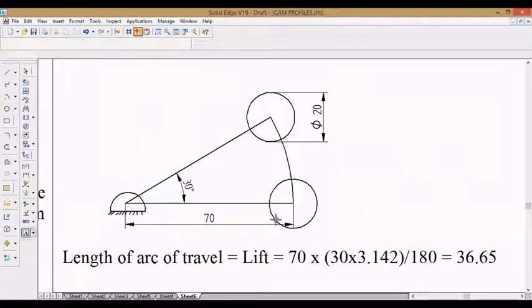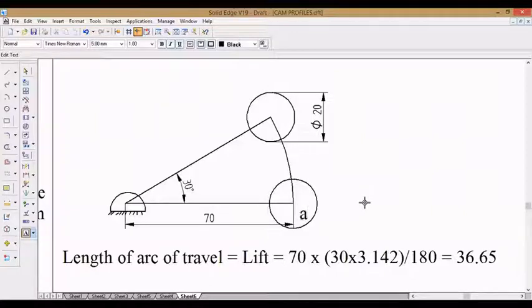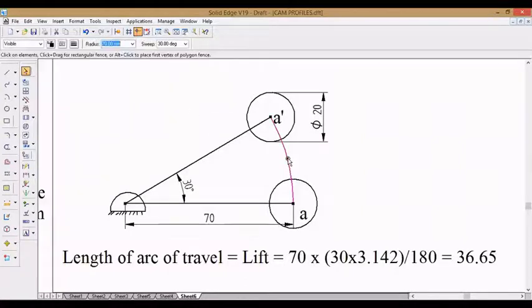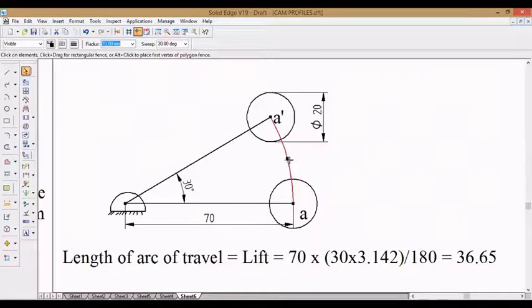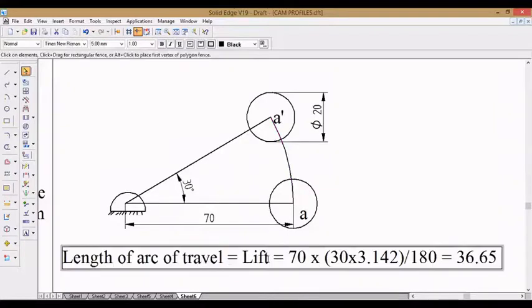If I consider the A as a starting point of the follower, the A dash will be the position after rise. So total rise is the length of the arc, A to A dash. The length of the arc A to A dash, that will be the lift, total lift. Therefore, we need to calculate first the lift. We know that the length of this arc will be the lift. Therefore, length of arc of travel will be equal to the lift.